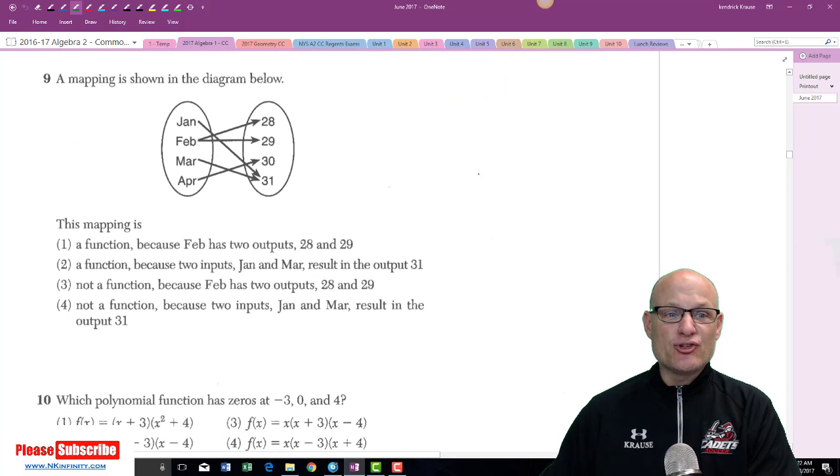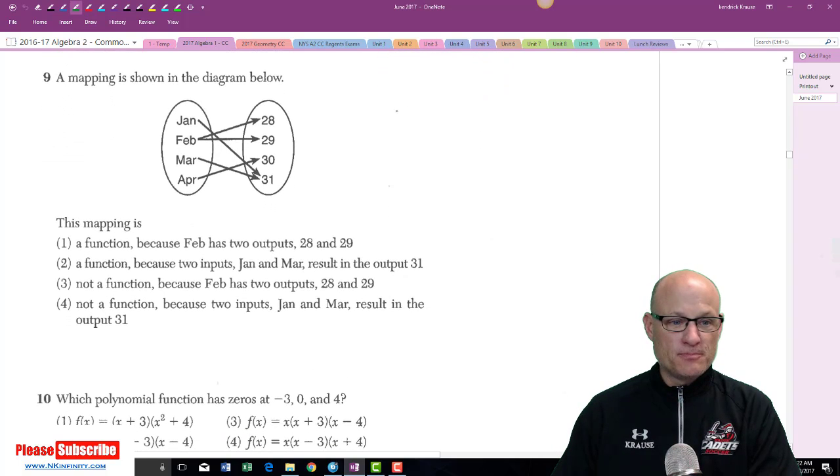A mapping is shown in the diagram below. This mapping is a function. Let's see. See how February maps to two separate places? That makes it not a function. It's not a function because February has two outputs.